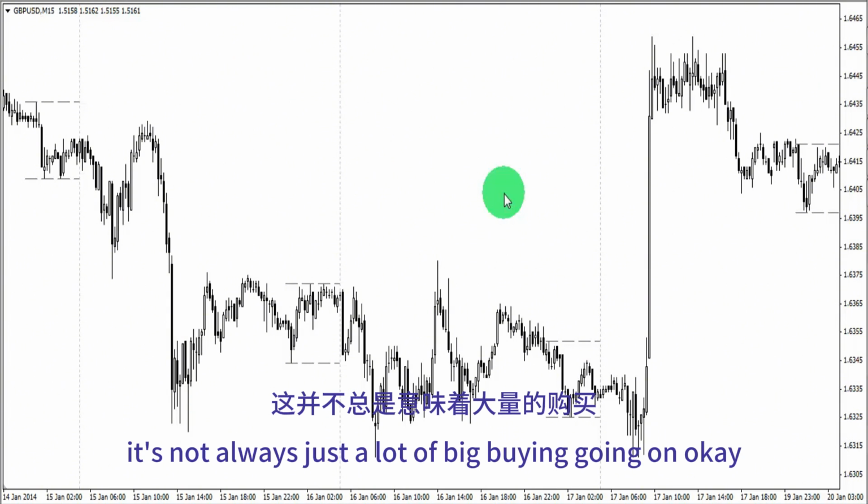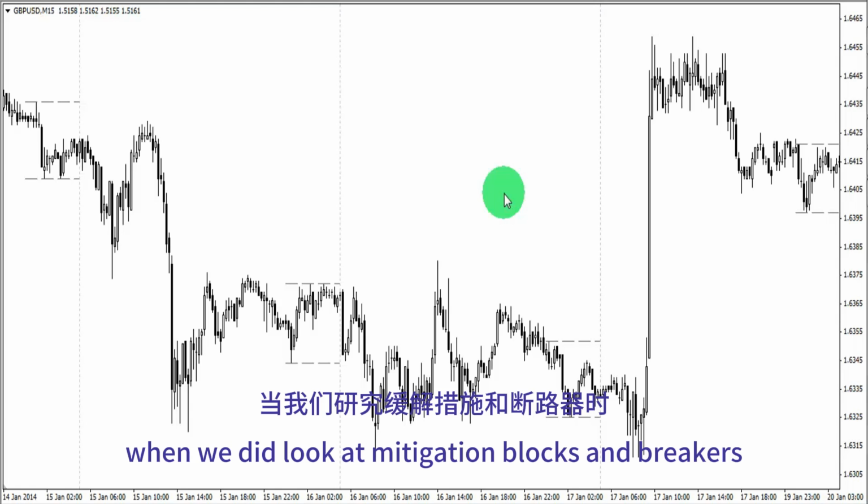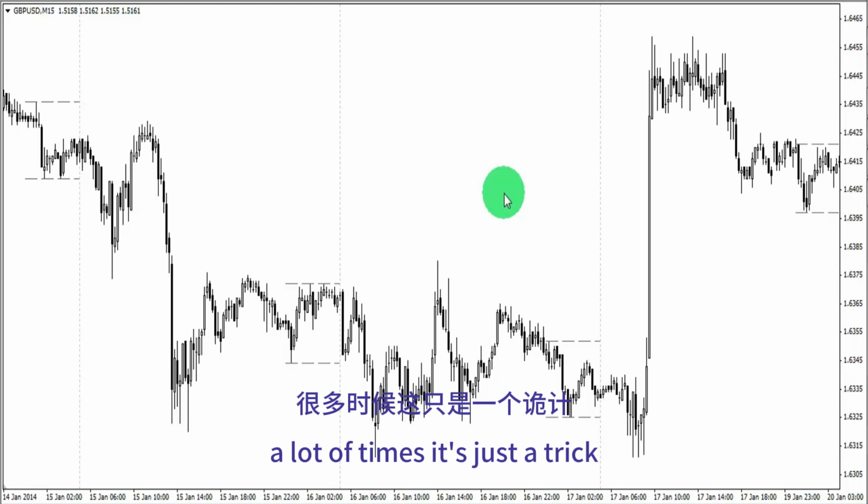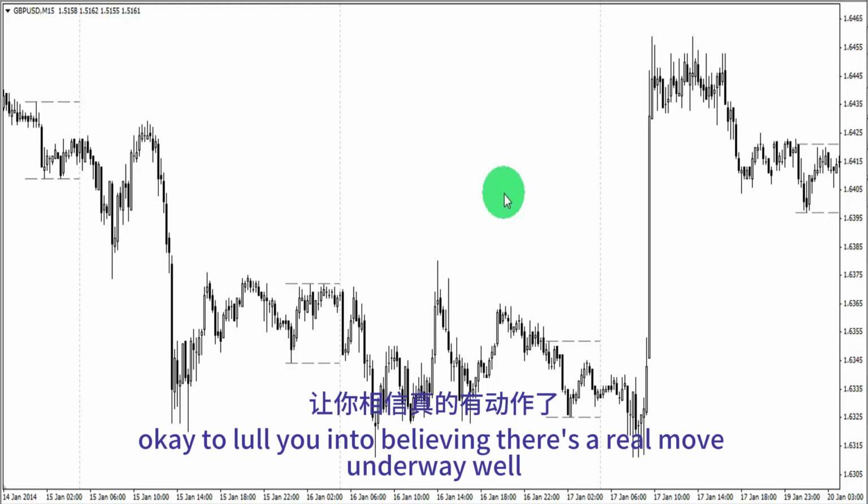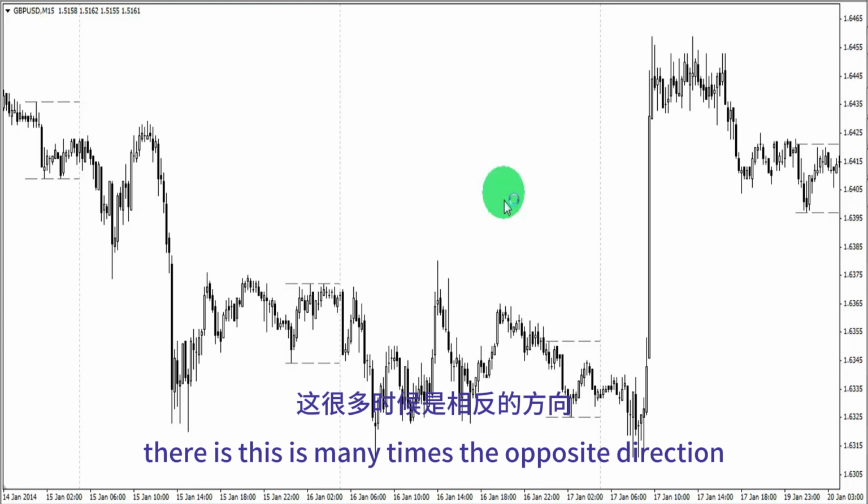It's not always just a lot of big buying going on, and as we'll see later on when we look at mitigation blocks and breakers. A lot of times it's just a trick, to lull you into believing there's a real move underway. Well, there is. It's just many times the opposite direction.